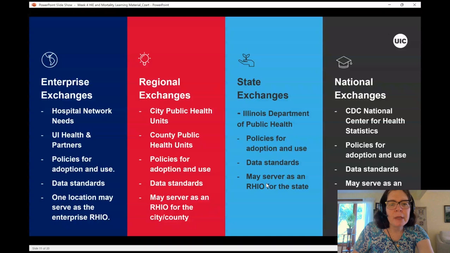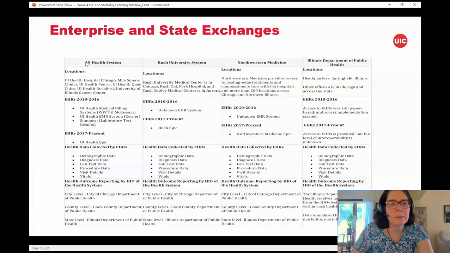Now, in terms of understanding additional terminologies, there are the enterprise exchanges, which are between hospital networks. Regional exchanges are at the local level. Then you have the state level exchanges, which is what we will be covering in terms of this assignment. And as we end the course, we will be taking a look at the national exchanges. This is just for your background information, but you will focus on the regional and the state exchanges and compare them to the hospital network needs.